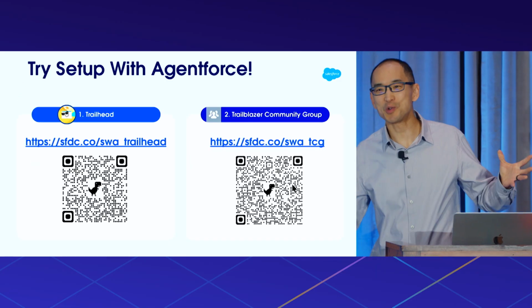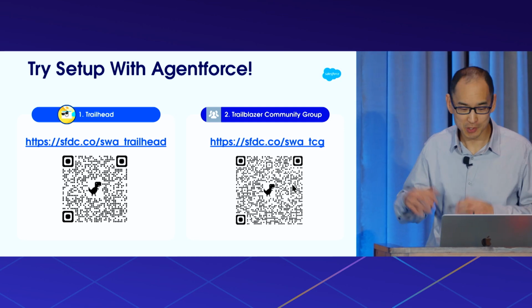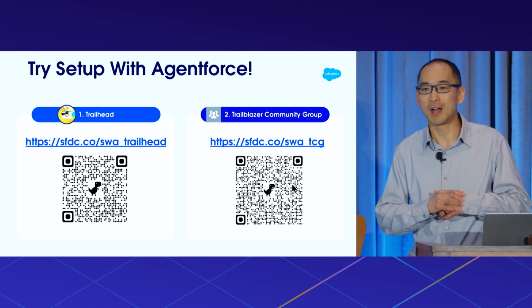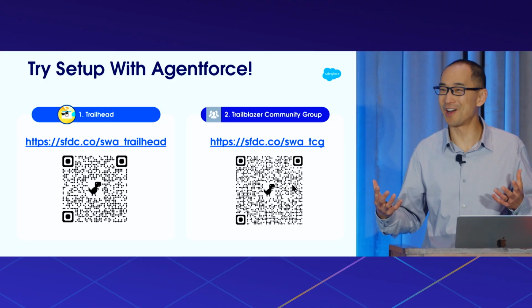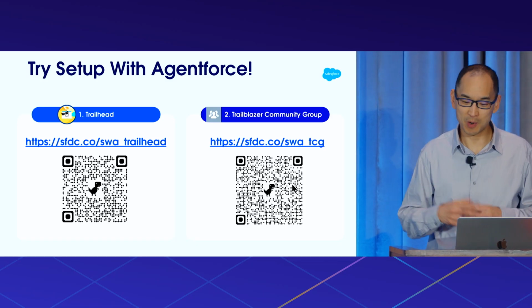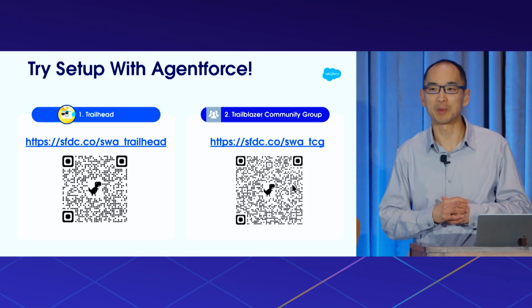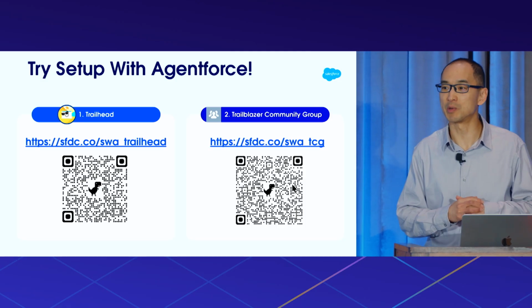Now, we've shown you a lot, and I'd urge you, hey, why don't you try this in Trailhead? So there's a QR code. This Trailhead just became available Monday. So it's hot off the press. Try it out. And then if you have feedback for us, one way is just to go to the community group. And we've been getting customer feedback already, but we would love to hear from you as well.